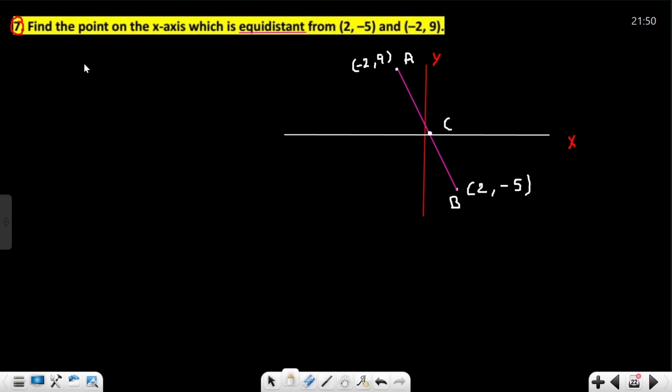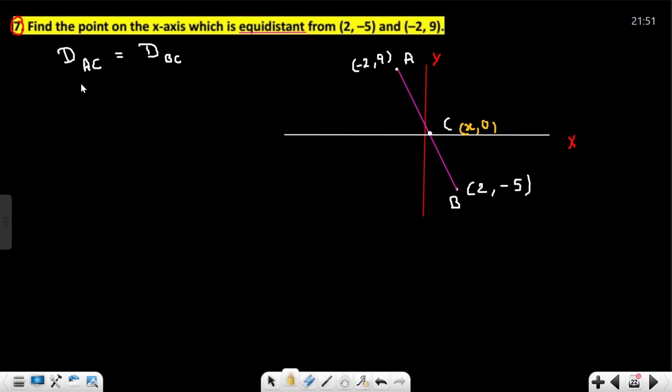So the given information is that the distance AC is equal to the distance BC. But we don't know the C coordinate. What is the C coordinate? C is on the x-axis, and on the x-axis the y coordinate is always 0. So we don't know the x coordinate, so we take x as a variable. Our target is to find the value of x.